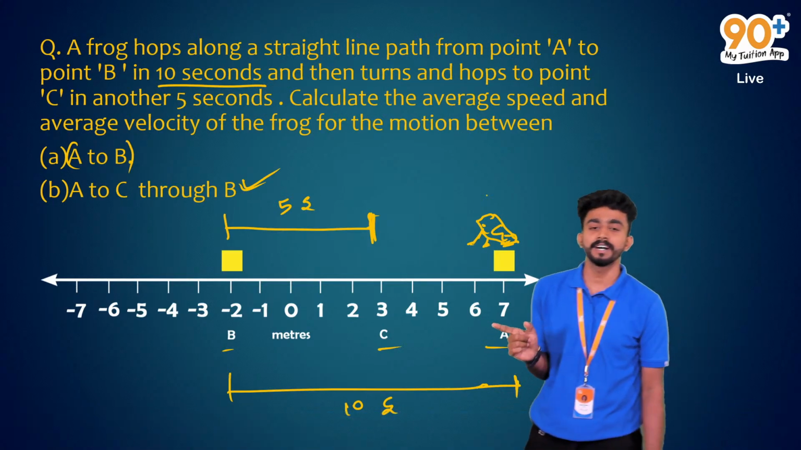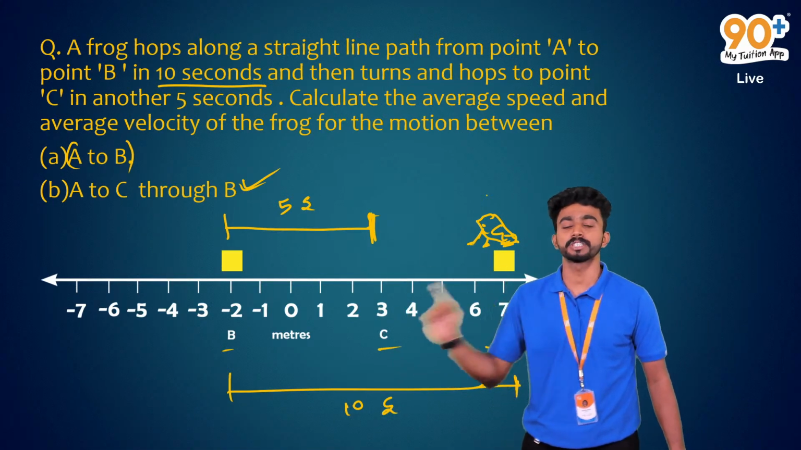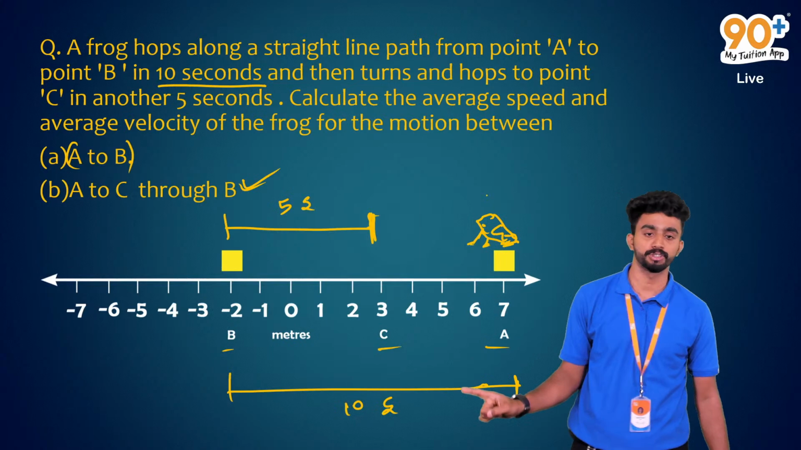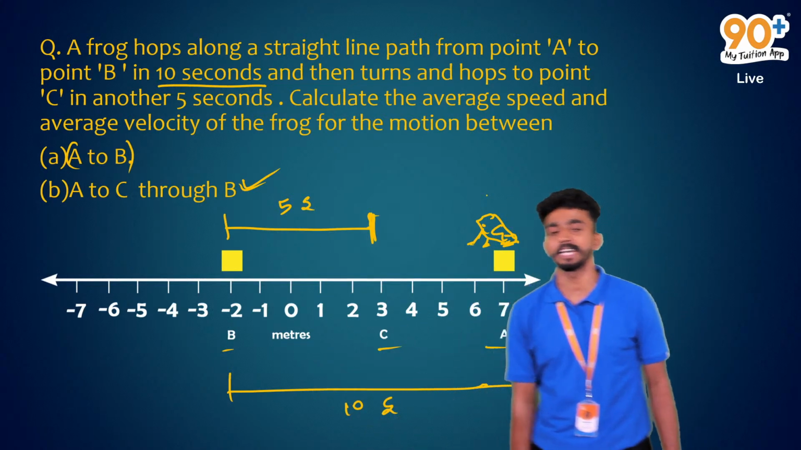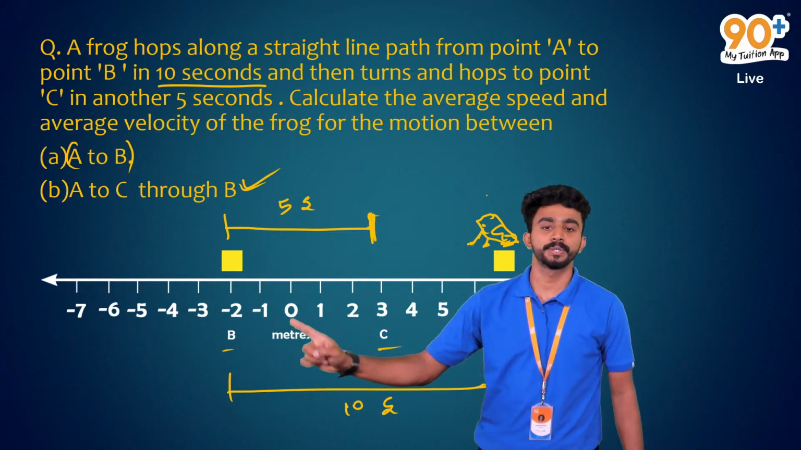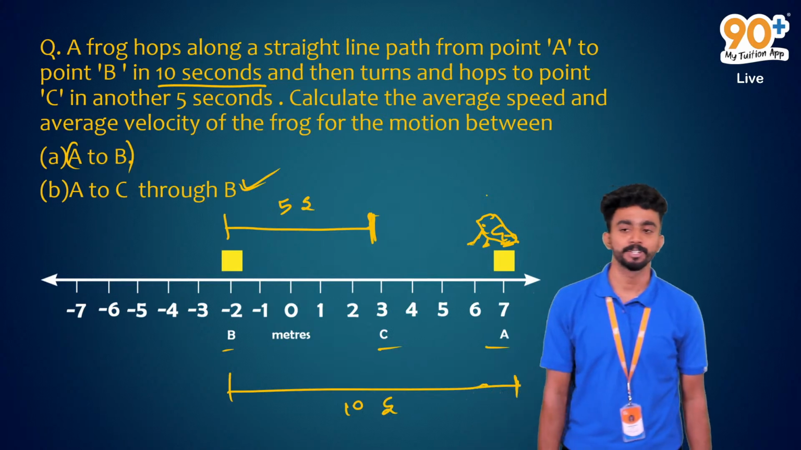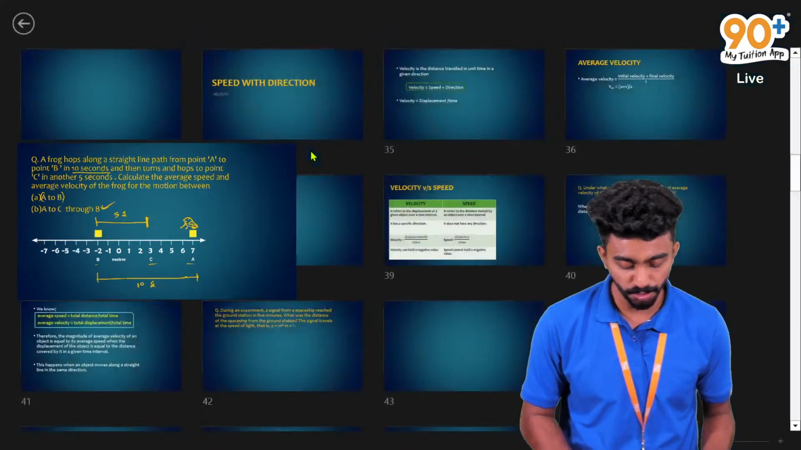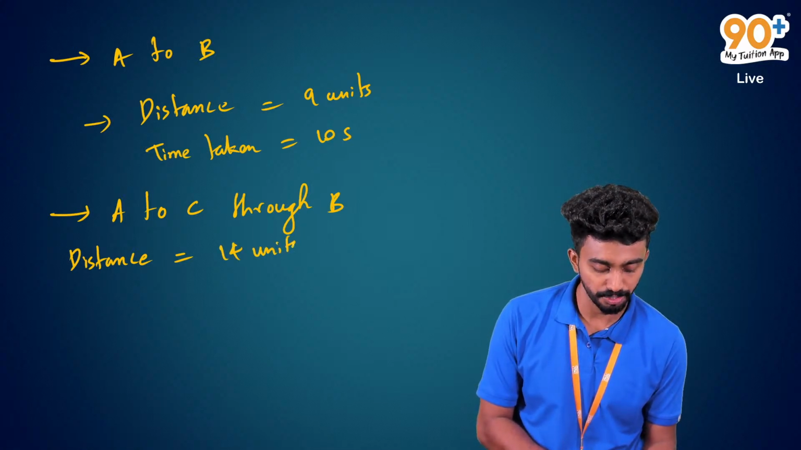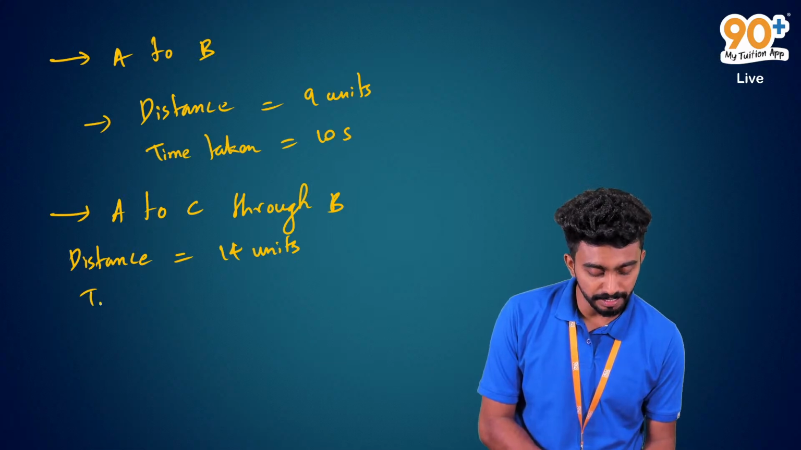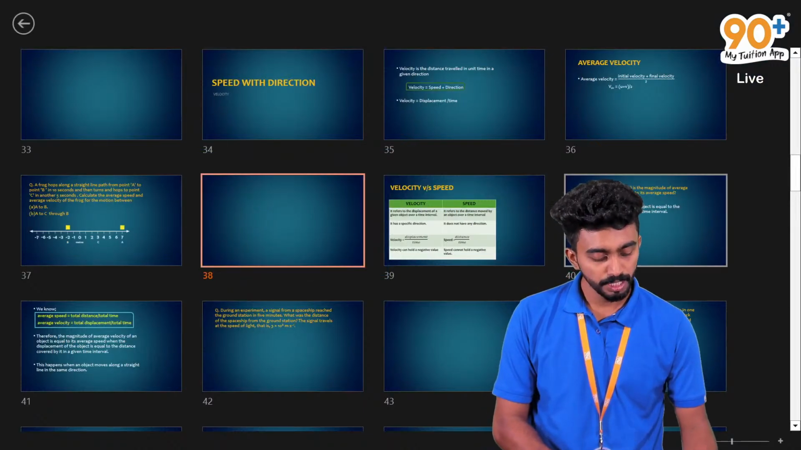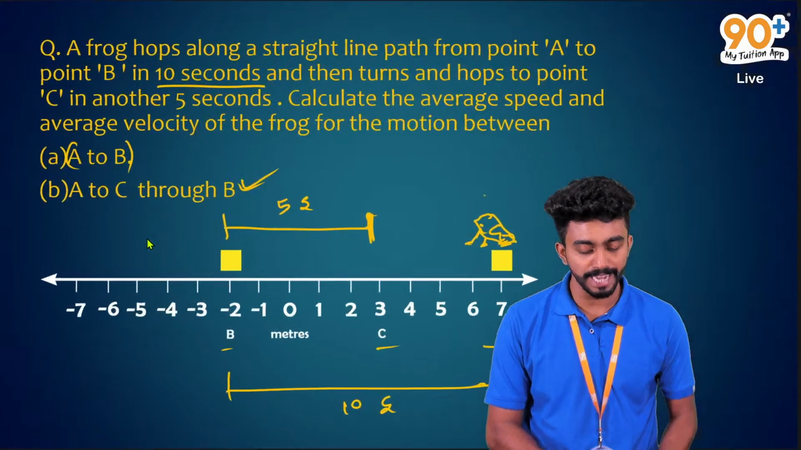So A to C through B, we have to measure the distance from A to B and from B to C. From A to B, we have already measured it. It is 9 units, right? So 9 units plus 1, 2, 3, 4 and 5. So 9 plus 5 will be 14 units. So the distance will be 14 units. Now, what will be the time taken from A to C through B?